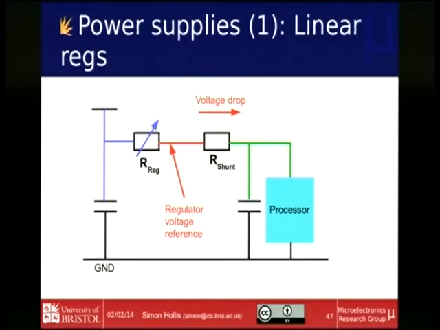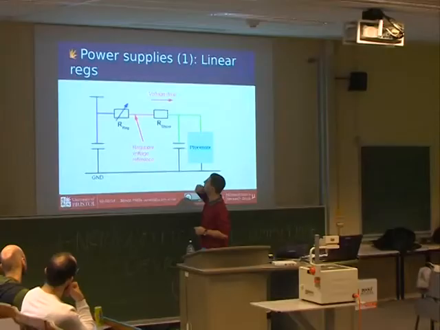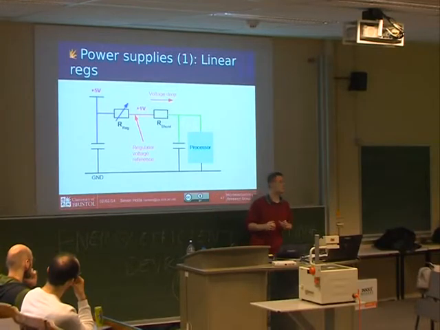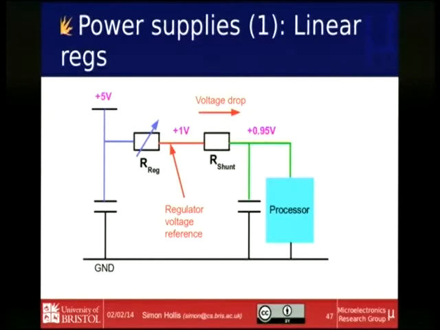The package normally specifies 5-volt output, 1-volt output, whatever you get. So you get a voltage out here, 5 volts goes in, 1 volt might come out, and then you add in the shunt resistor for your measurement. Well, you drop a little voltage across that, maybe 0.05 volts, and that means your processor actually now sees 0.95 volts instead of the 1 volt it was expecting.